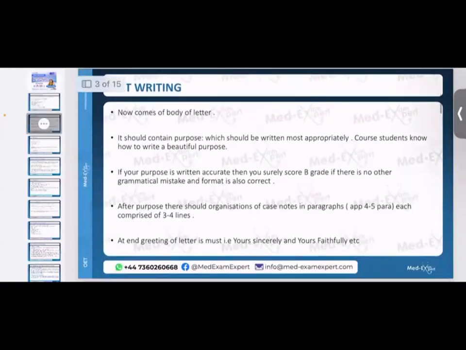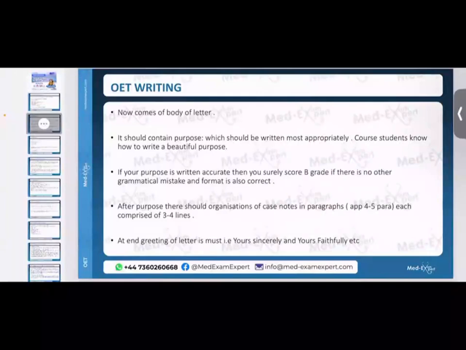Now comes the body of the letter. It should contain a purpose, which should be written most appropriately. The thing is, a majority of students fail in OET writing because they don't know how to write a good, appropriate purpose. Sometimes, when students are struggling to understand OET letter writing, they can't understand what the purpose of the letter is. So it is a long debate.